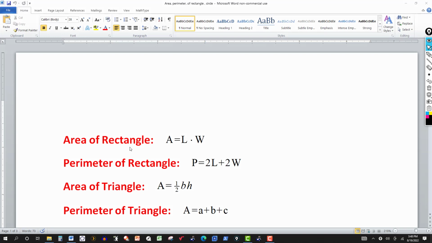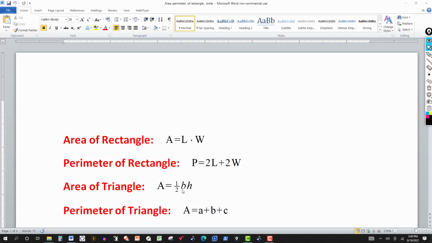So we have the area of a rectangle is equal to the length times the width. Of course, for the square, the length and the width are the same. It'll just be L times L, or L squared, or if you call the side S, S squared. For the perimeter, we simply add the lengths of the sides. So if you've got a regular rectangle, the length is L, the width is W, it'll be 2 times L plus 2 times W.